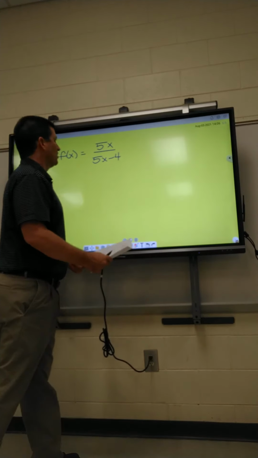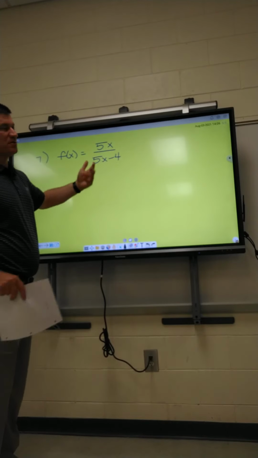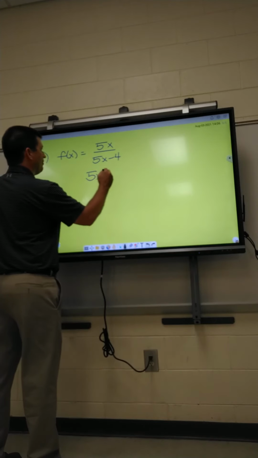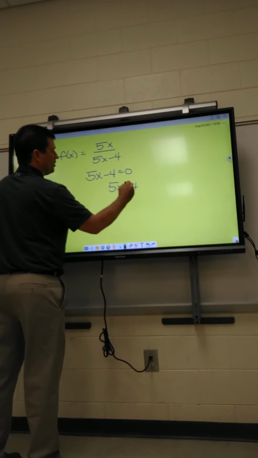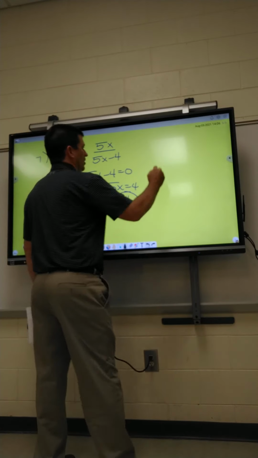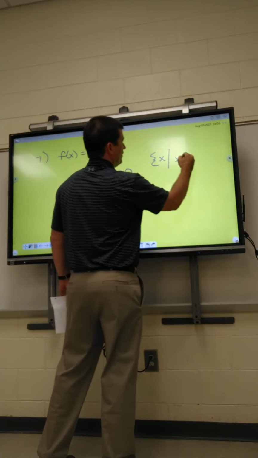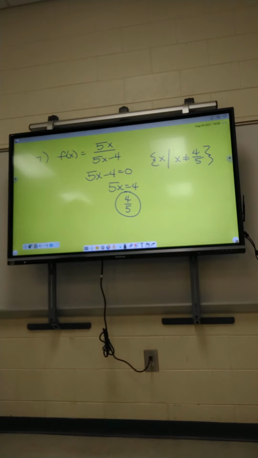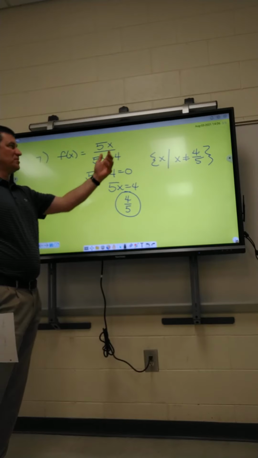So basically, we just want to know what could I plug in here that would give me a 0 on the bottom, because I know I can't have that because it's a fraction. So just take the bottom, set it equal to 0. Move that over. That's a positive 4. Divide it. All right, so for all the x's we could have, x cannot equal 4/5. Because if it was 4/5, then the bottom would be 0. So you could have anything else for your answer, you just can't have 4/5.